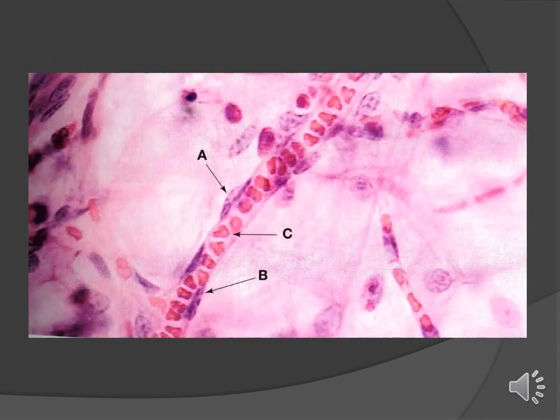This is a microscopic slide of a capillary in longitudinal section. We used hematoxylin and eosin staining. Arrow A shows pericytes located outside the capillary. Arrow B shows squamous dark purple flattened nuclei of endothelial cells, and arrow C shows erythrocytes which are present inside the capillary.